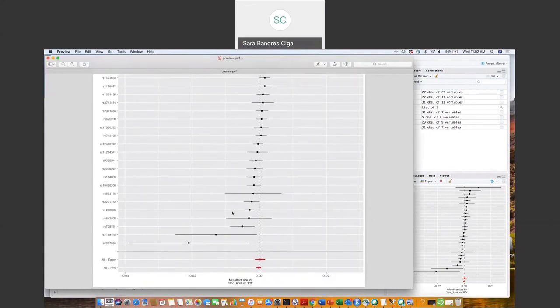And here we have the inverse variance weighted and Egger. Both are crossing the zero. This means nothing is significant. There is no protective effect, or no causal link, between uric acid and Parkinson's disease risk.